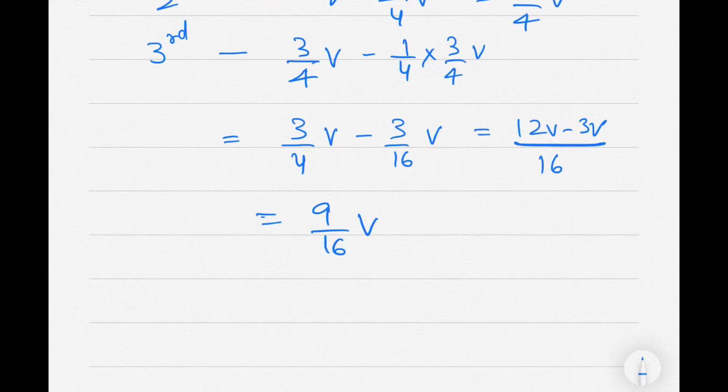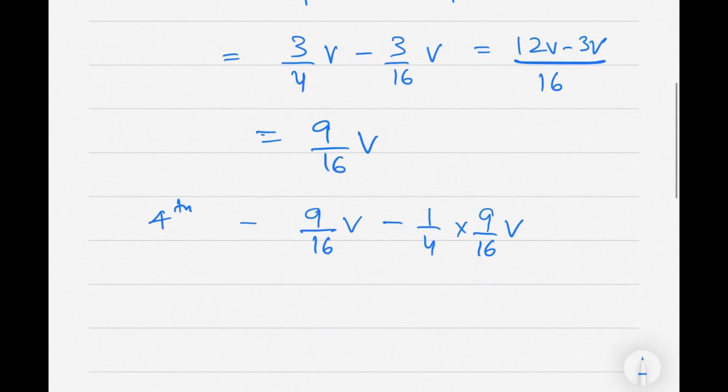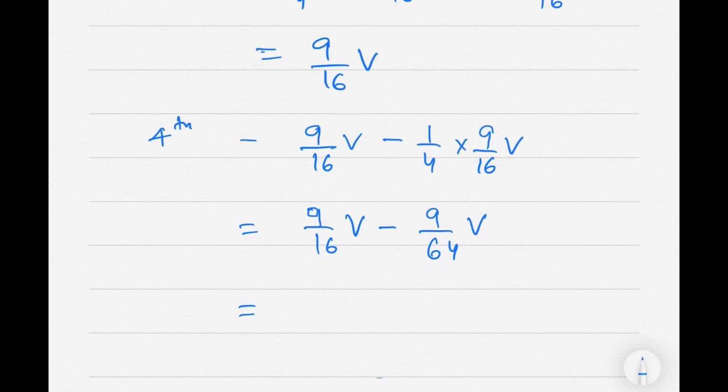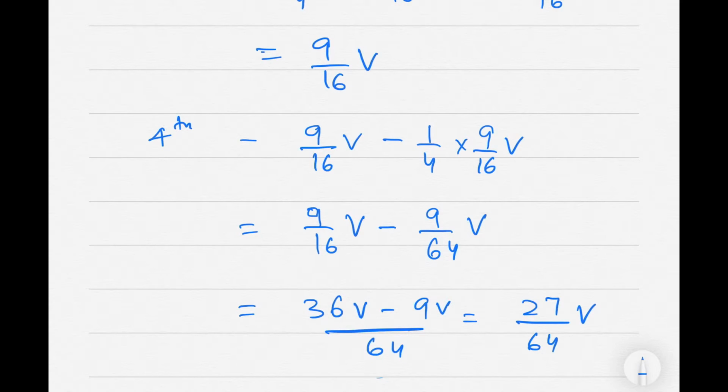Let's go to one more. For the fourth term, I have 9 by 16 volume of gas remaining in the cylinder. Now I have to remove 1/4 of 9 by 16 volume. So this would be 9 by 16 volume minus 9 by 64 volume. So now I will have 36V minus 9V by 64, which gives 27 by 64 V as my volume.